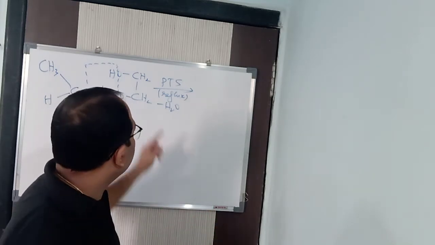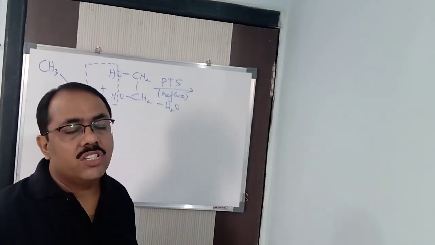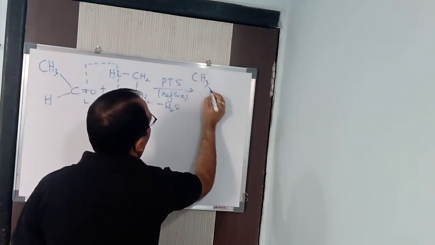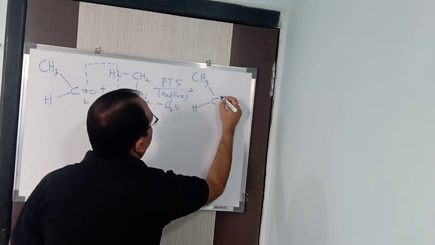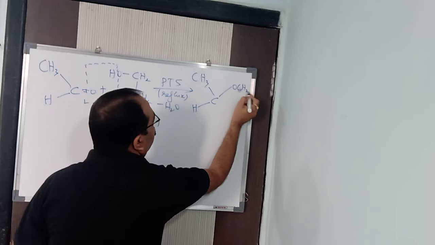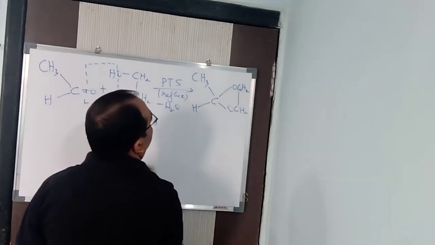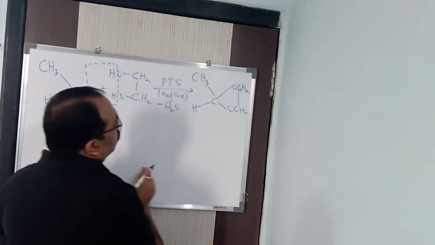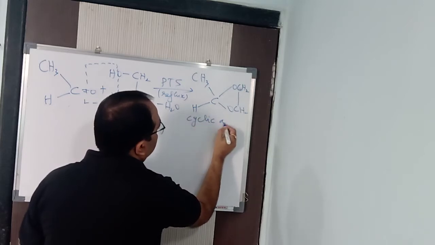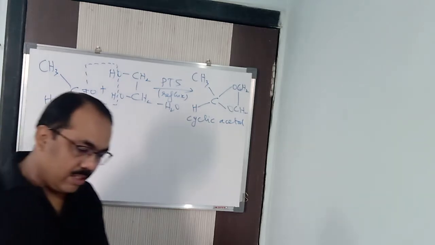Got it? So hence, in presence of PTS reflux, PTS is para-toluene sulfonic acid, which acts as a dehydrating agent. So you can see water is removed, and what I am getting is CH3, here it is CH, here OCH2, another OCH2. Alright, here it is, you can see. So what is this known as? It is known as cyclic acetal.